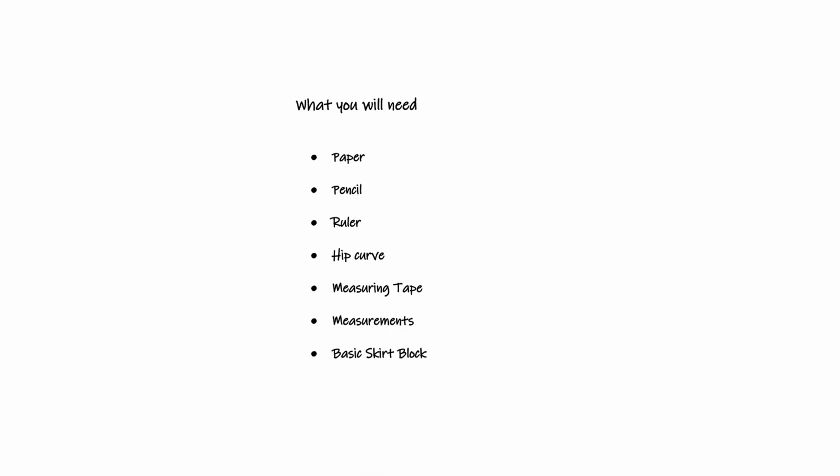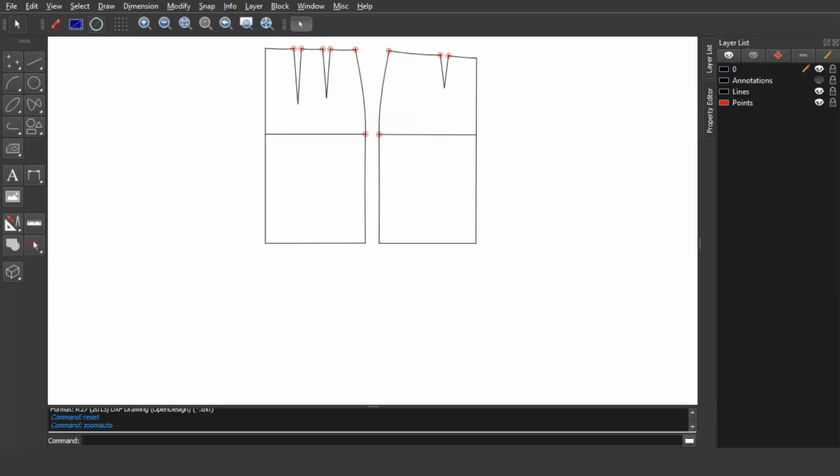Hello everyone, welcome. We are going to make a basic pants block. For that you'll need the following, or any CAD software of your choice, and as usual I will be using QCAD. We are going to use the basic sketch block as a base. We drafted it in the previous video. If you have not watched it, I will put a link up here.